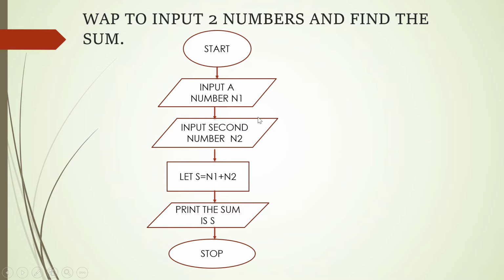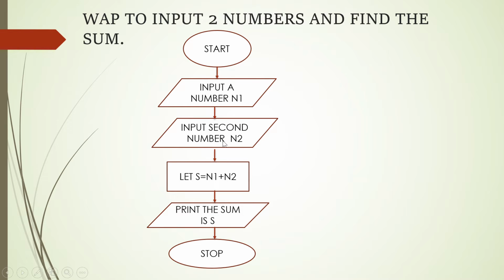Assume n1 to be a box. So input a number, like the user is giving a number and the computer is putting that number in a box called n1. So n1 contains a number. Input second number n2. The second number that the user is giving, the computer is putting that into this box called n2.